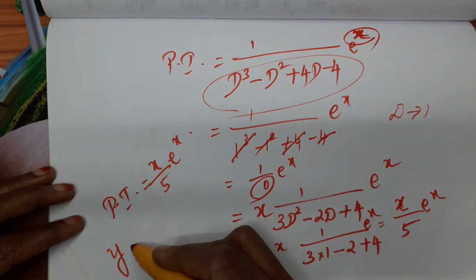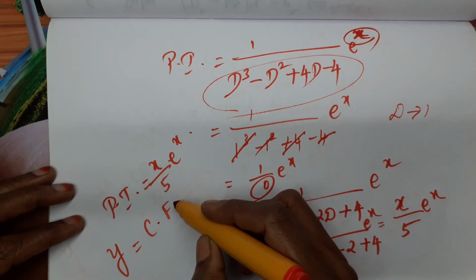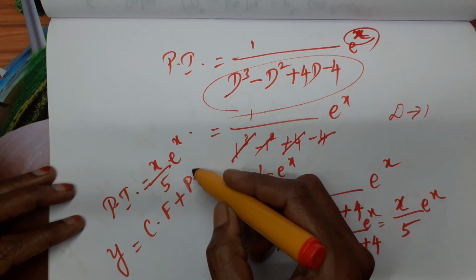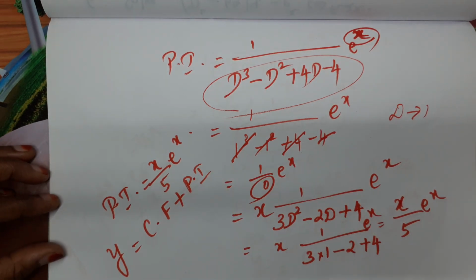How to write the general solution? y is equal to CF plus PI. Is it clear? Thank you.